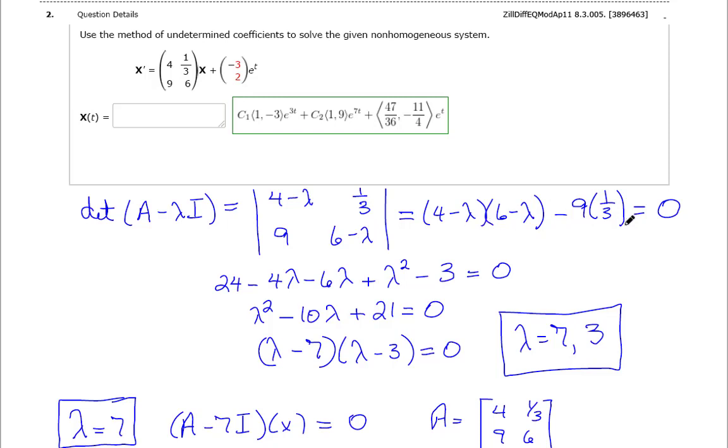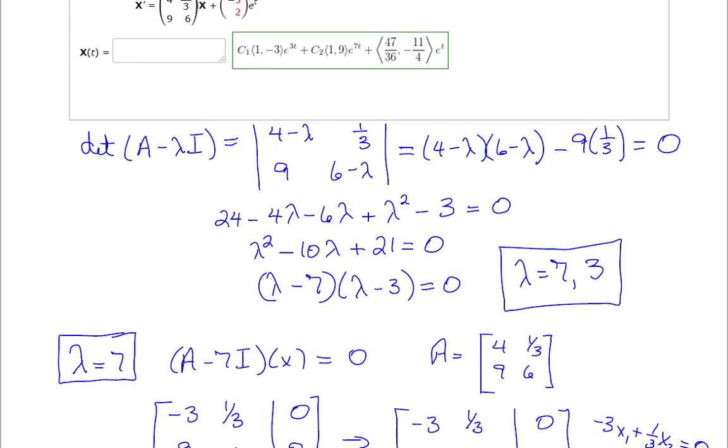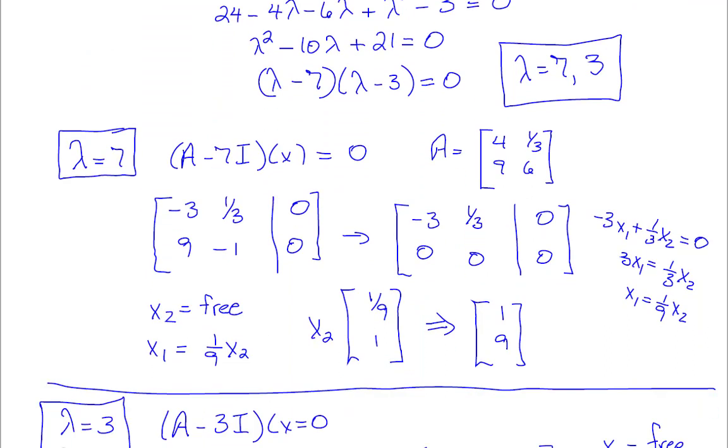Find the determinant. So I get 4 times 6, a minus 4 lambda, a minus 6 lambda, a lambda squared, minus 3. So cleaning this up to get the characteristic polynomial, which is factorable into lambda minus 7, lambda minus 3. And so I get eigenvalues of 7 and 3. Looking for eigenvectors, so that's A minus 7I. So 4 minus 7 is a minus 3.